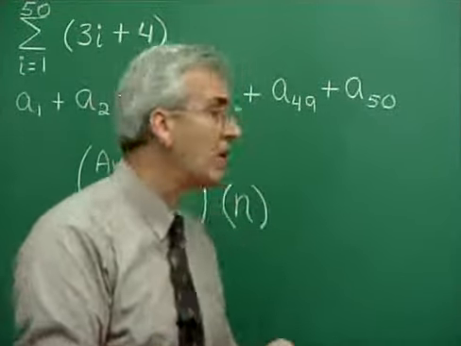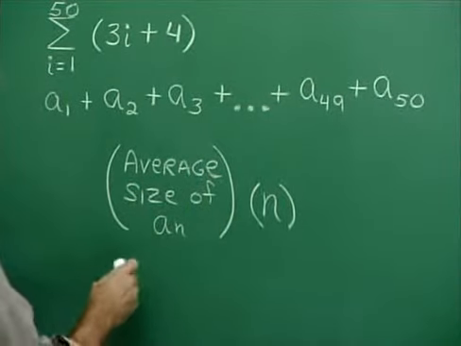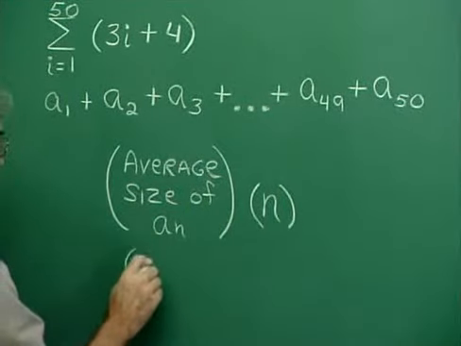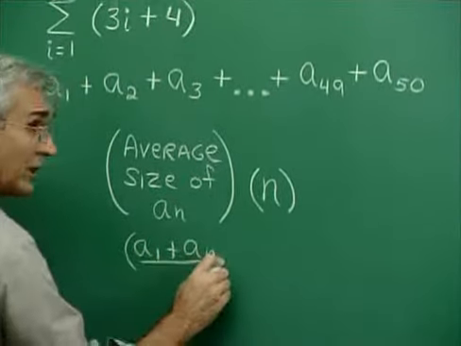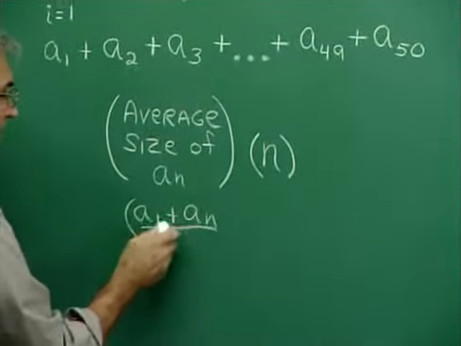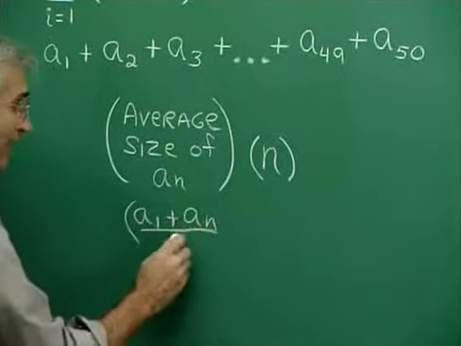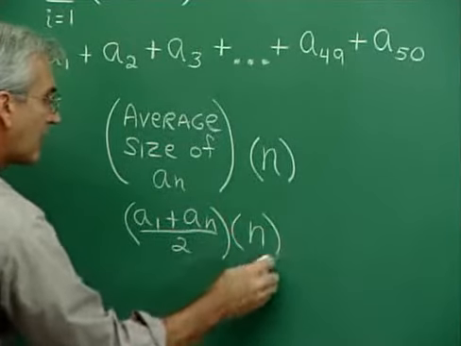But here's the way we calculate the average size of the item. It's the first one and last one divided by 2. So it's A sub 1 plus A sub n. I'm doing this generally now. We'll apply it to this specific problem in just a moment. But the average of two things means add them and divide by 2, you see. And so that's the average size of an item.